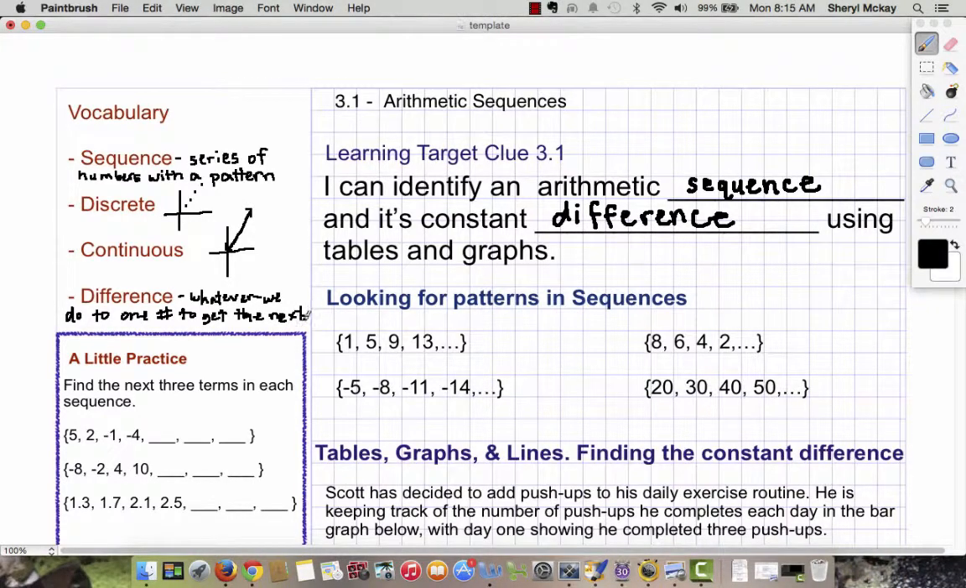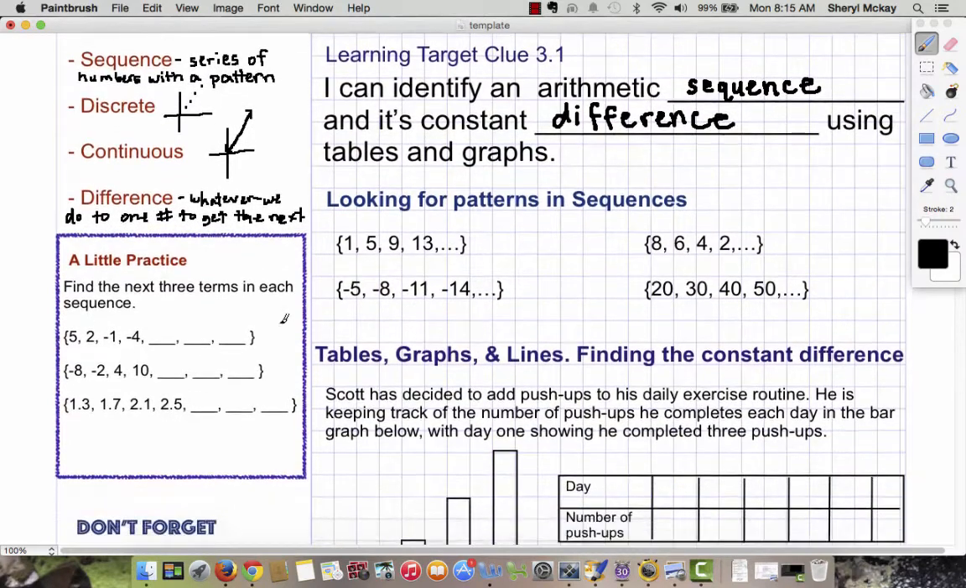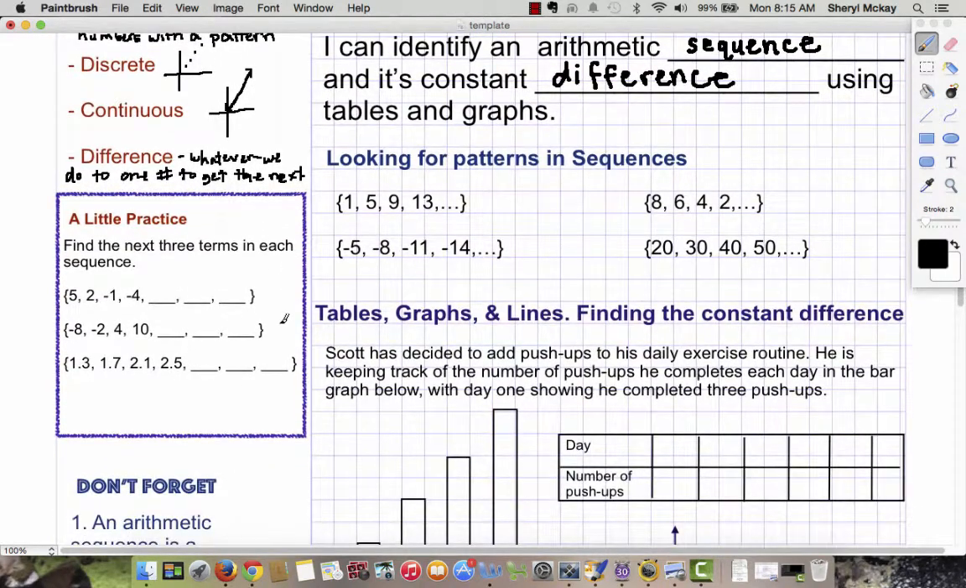All right? Now, let's go ahead and try some of this out. Let's look at these sequences and see if we can see a pattern. For this one, I have 1, 5, 9, 13. Do you know what the pattern is? Do you see how I could get to the next number? Why don't you take a guess?